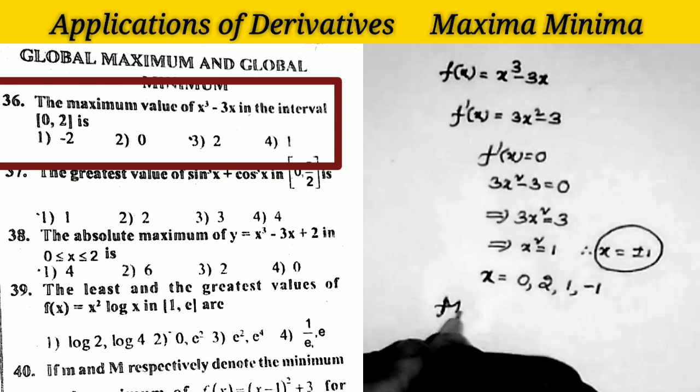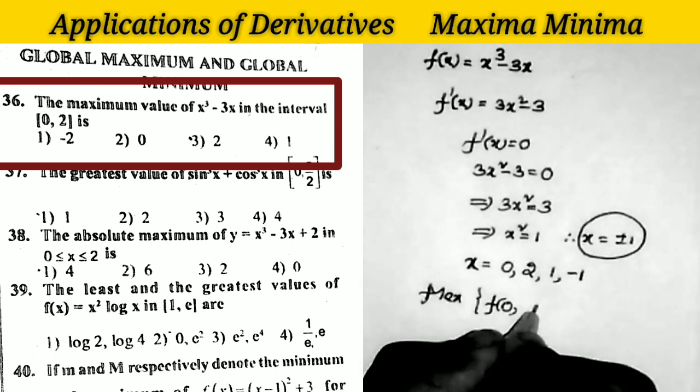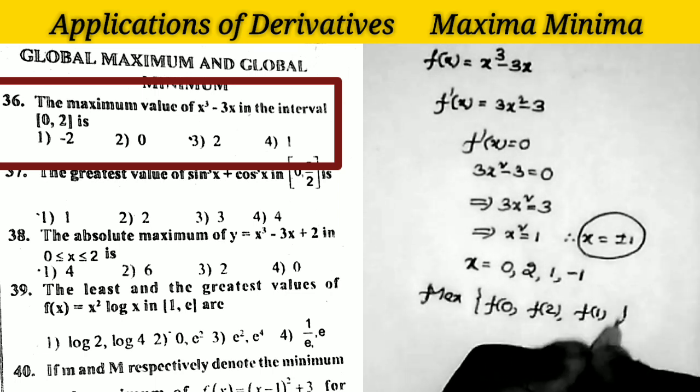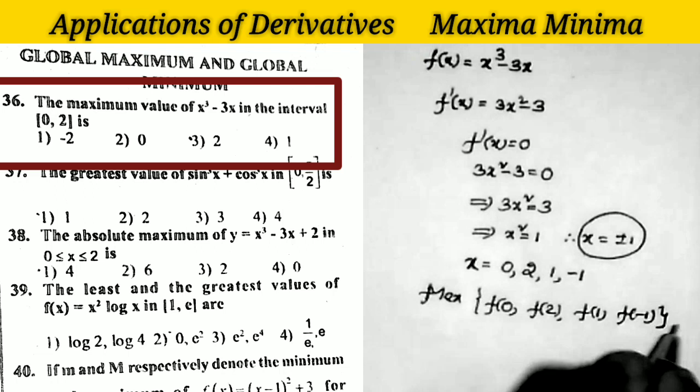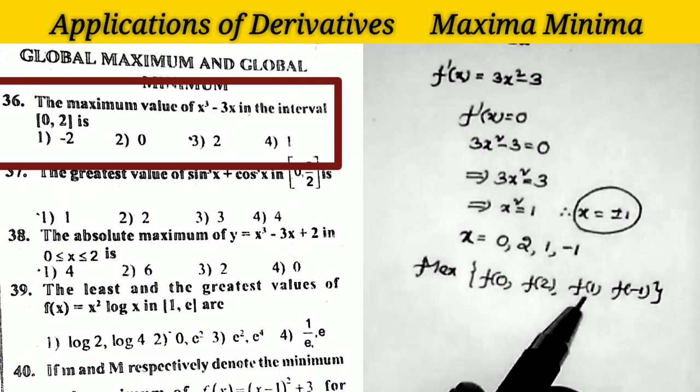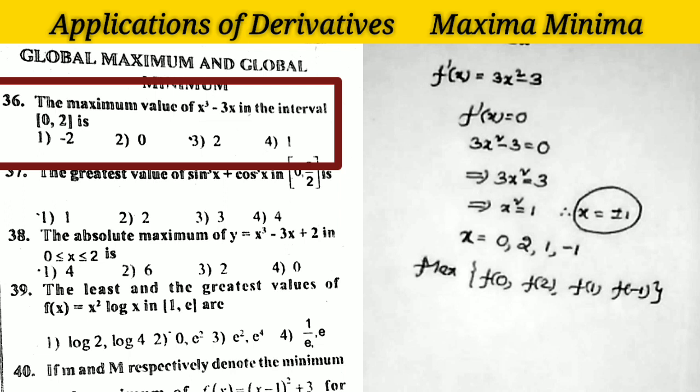Here the maximum value is nothing but maximum of f of 0, f of 2, f of 1, f of minus 1. That is, to get the maximum value of the given question, first of all we have to find all these values and take the maximum of all these values as the maximum value.